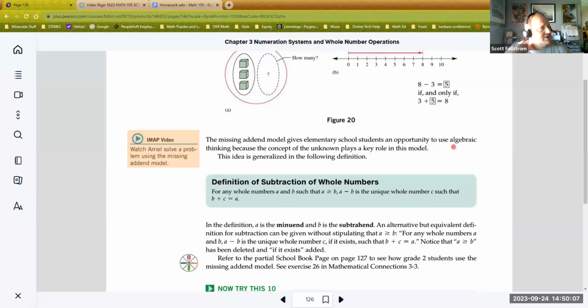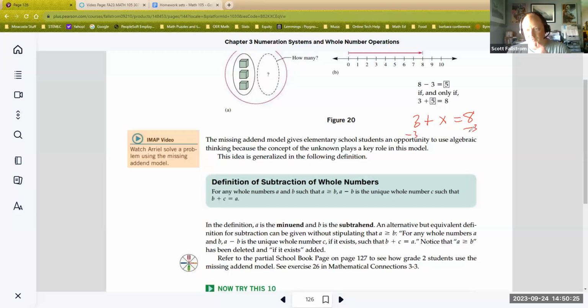And again, I want to be really clear about this: we don't call it algebra. It's algebraic thinking. The difference is that with algebra, I would write this as 3 plus x equals 8 and ask you to solve it algebraically by subtracting 3 from both sides. That's algebraic. Algebraic thinking is a very big term in mathematics education, especially at the K to 6 level. We're thinking and involving unknowns, which is very much algebraic, but we can still solve the problems even if we're not sure of all the algebraic steps.